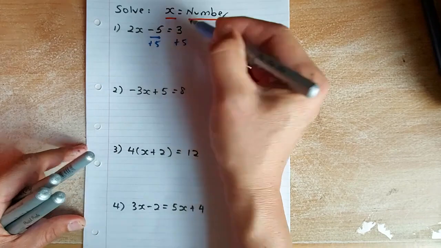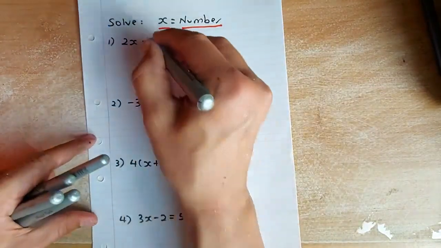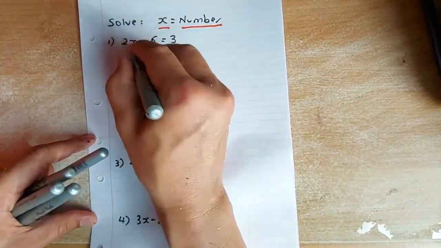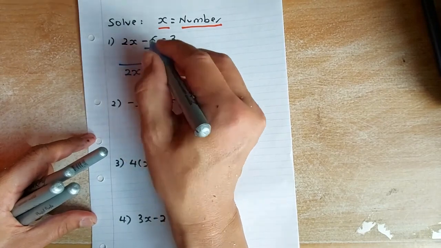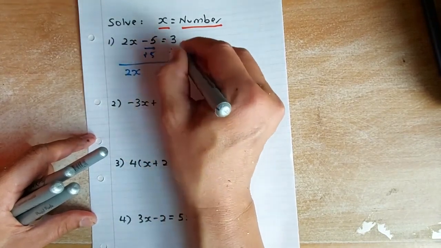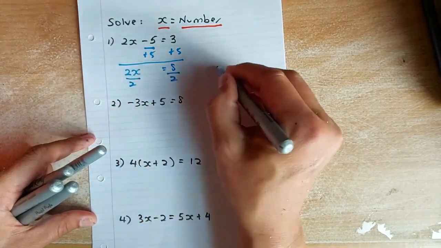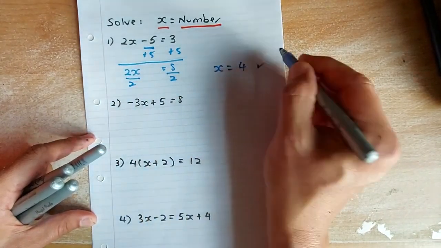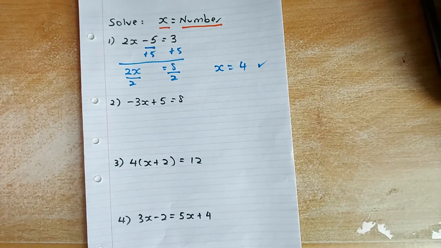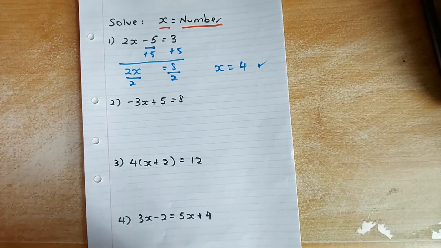We're going to do the same on the right. So when we do that, this will cancel out. So 2x will remain. 5 minus 5 becomes 0. 5 plus 3 is going to be 8. And the last step, you divide by 2. And the answer is x equals 4. That's a tick. Simple. Same example, different numbers.